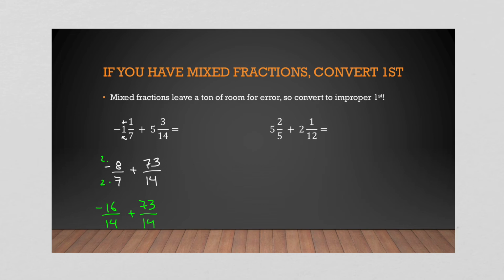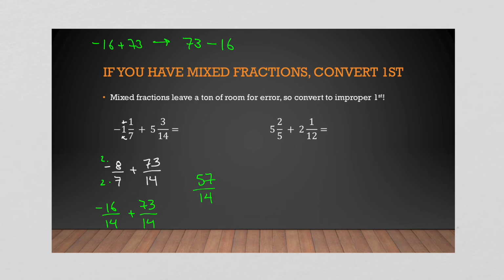And remember that if you have one negative, one positive, you could rearrange. Negative 16 plus 73 is the same as saying 73 minus 16. It's easier to think of it as 73 minus 16. So 73 minus 16 is 57. So we get 57 over 14.